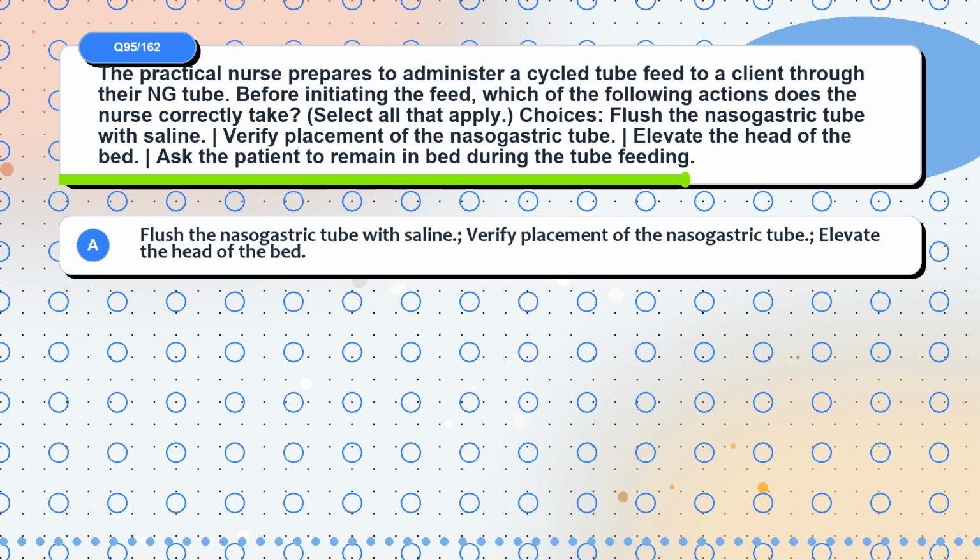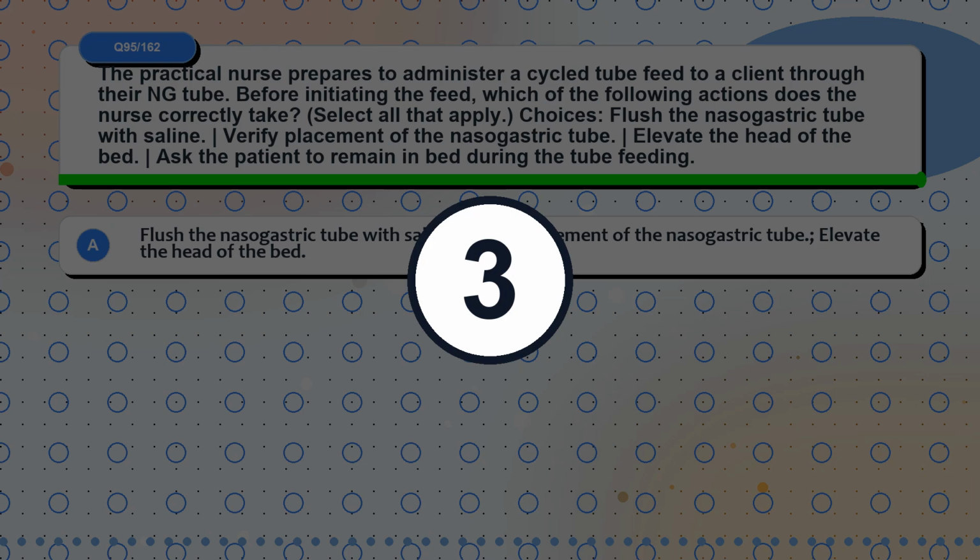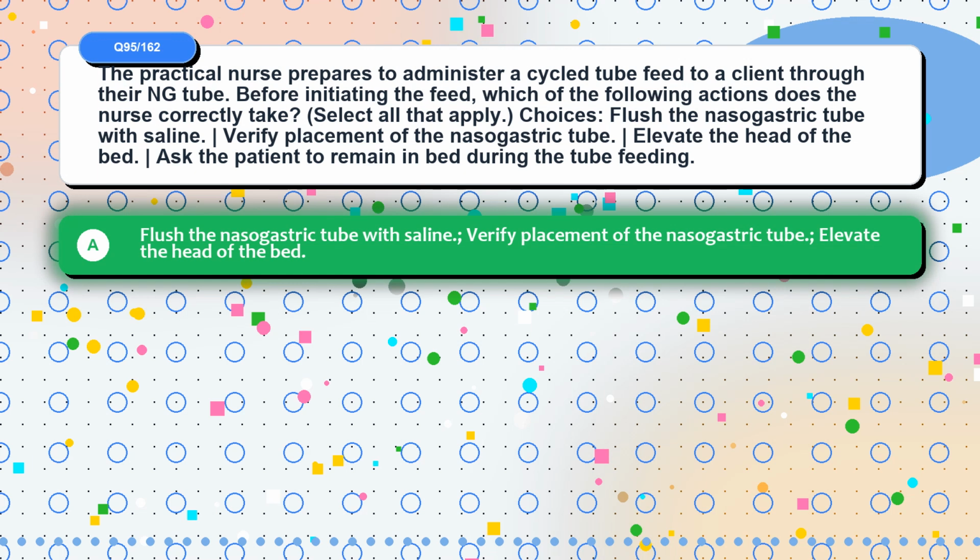Here are the options. Option A. Flush the nasogastric tube with saline. Verify placement of the nasogastric tube. Elevate the head of the bed. The correct answer is option A. Flush the nasogastric tube with saline. Verify placement of the nasogastric tube. Elevate the head of the bed.